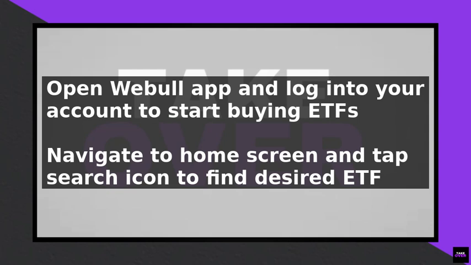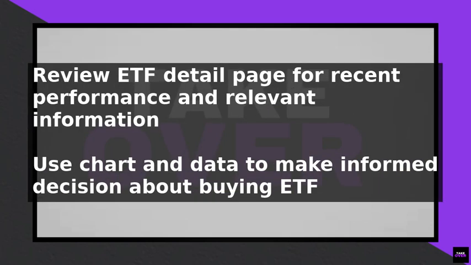Type in the name or ticker symbol of the ETF you want to buy, and select it from the search results. On the ETF's detail page, you will see a chart displaying its recent performance, as well as other relevant information such as its current price, daily high and low, and trading volume. Review this information to ensure you are making an informed decision.